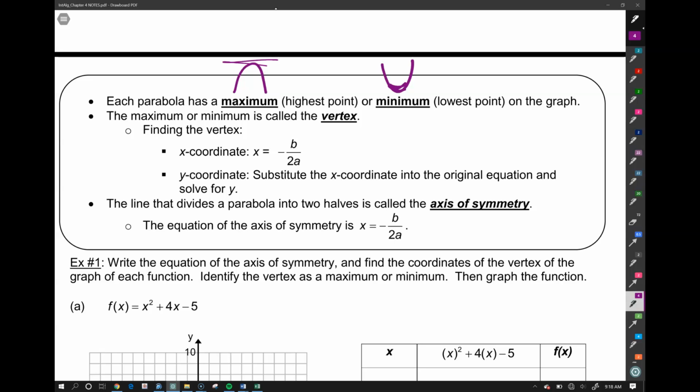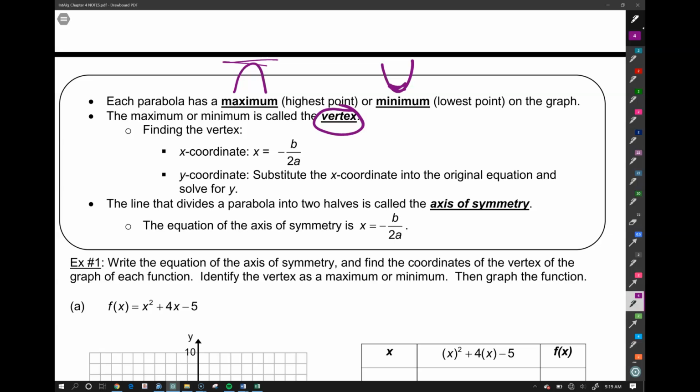Okay. All right, the min or max is called the vertex. It's either at the bottom of the U or at the top of the frowny face, right? It's literally the point at the top of the hill or at the bottom of your valley. So how do you find the vertex? To find the x coordinate, you do -b over 2a.